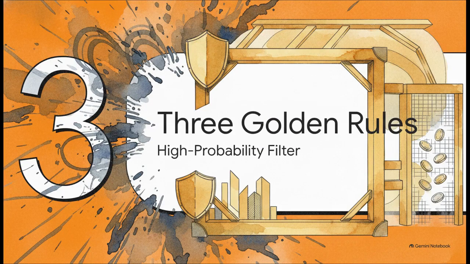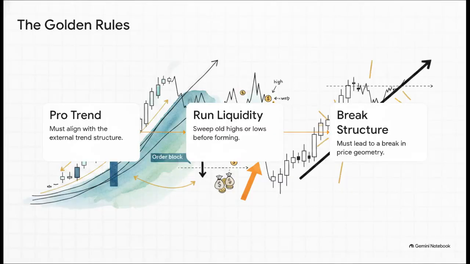Moving right along to Section 3. The 3 golden rules, the high probability filter. Because, let's be real, finding a block is just step 1. These 3 golden rules, they are your non-negotiable checklist.